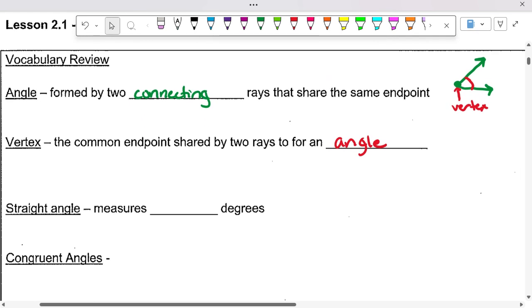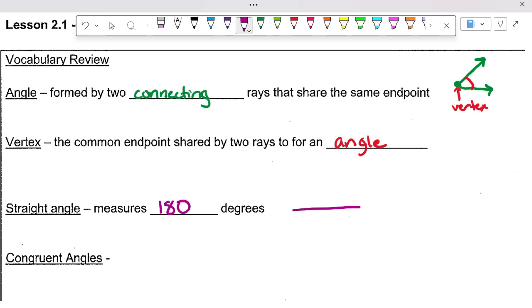Straight angles. Does anyone remember how many degrees a straight angle is? It's 180. So a straight angle is literally a straight line. So a straight angle is 180 degrees, so it looks like this. That's a straight angle.